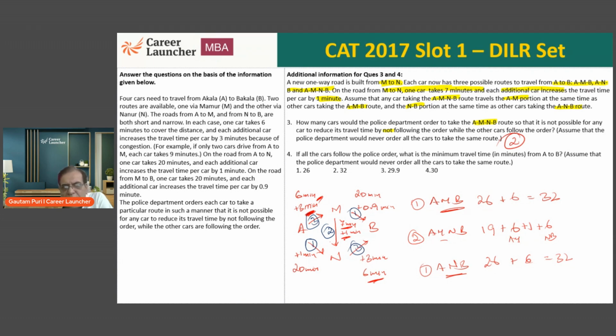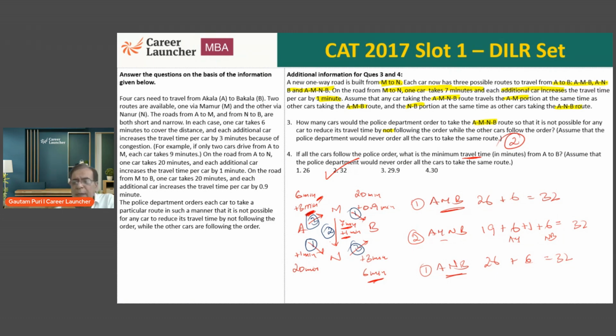2 cars in MN, so 1 extra minute, and 3 cars in NB, so 3 to 2, 6 extra minutes. So how much does it become? 6 plus 6, 12, and 1, 13, 32 minutes. So this is the time going to be. That means the answer for question number 4 should be 32. If all cars follow the police order, minimum travel time is what we needed to find, and that is what we got.